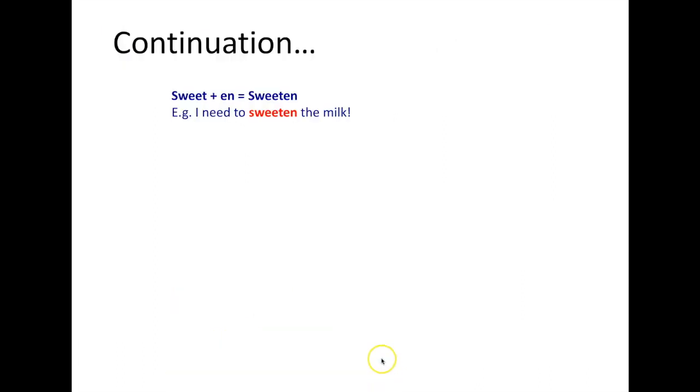Continuamos. We continue. Okay, we also have the adjective sweet. Plus en, we have the verb sweeten, which means to make something sweet. So the example is, I need to sweeten the milk. Aquí tenemos el adjetivo sweet, que significa dulce. Cuando le agregamos en, entonces tenemos el verbo endulzar, que es sweeten. El ejemplo aquí es, necesito endulzar la leche. I need to sweeten the milk.